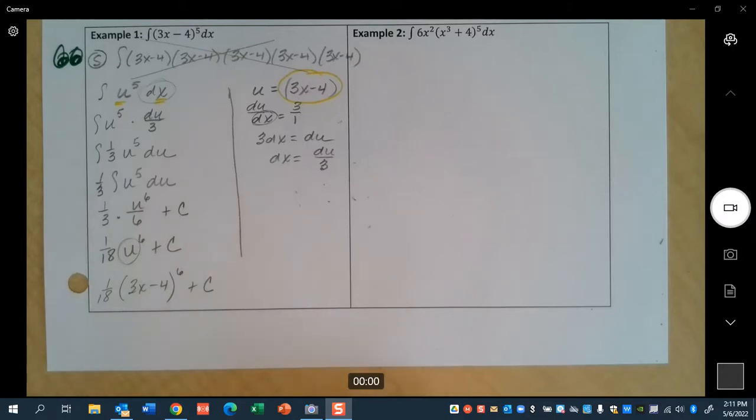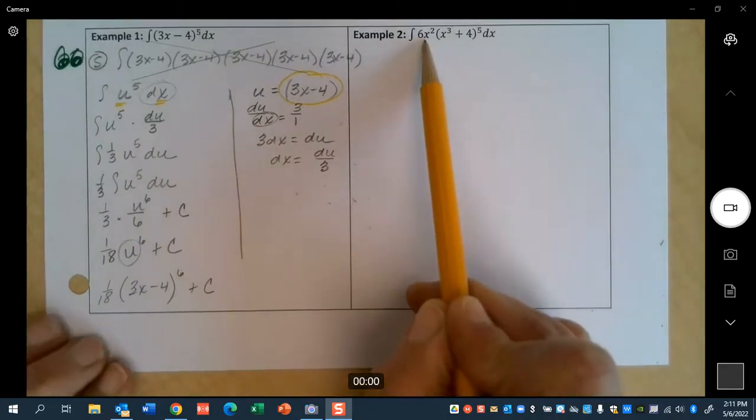And the pretty cool thing here is you can go ahead and find the derivative of that, and it'll take you back to 3x minus 4. Kind of cool, yes? All right, let's do another example.